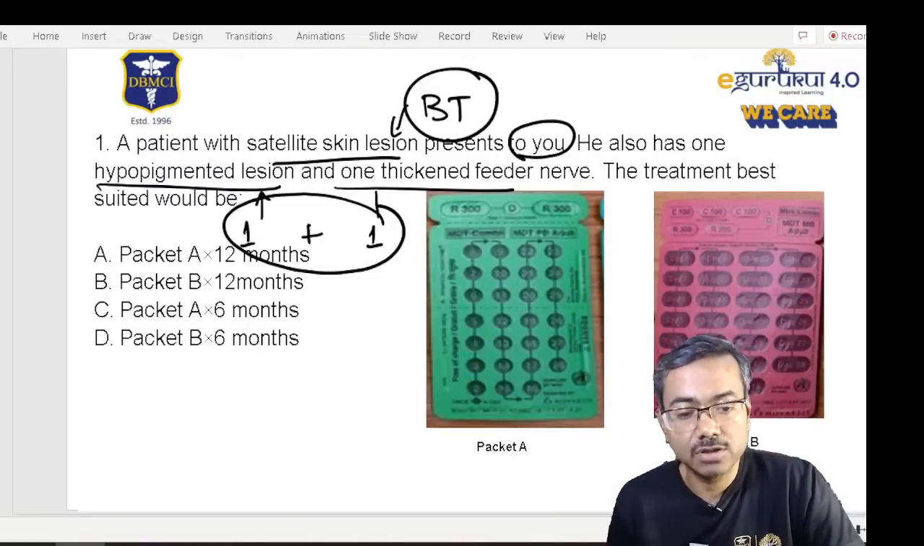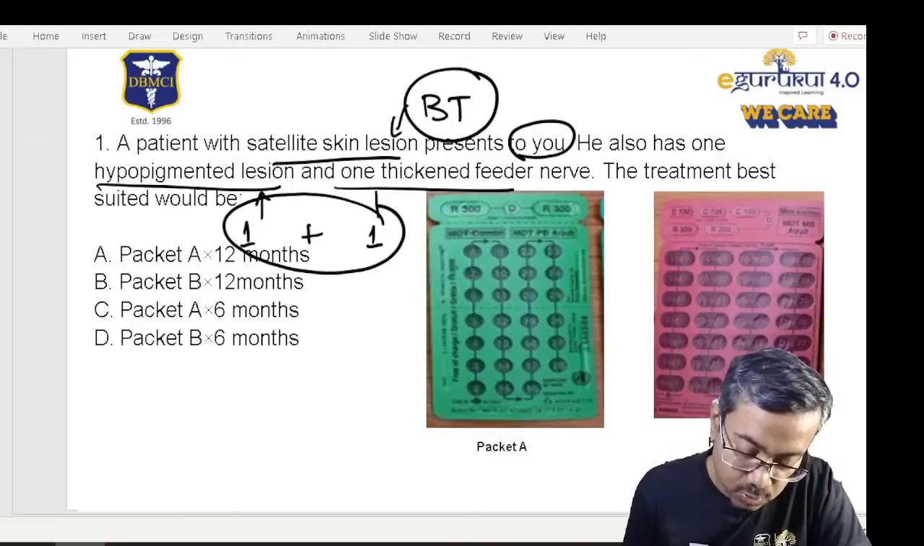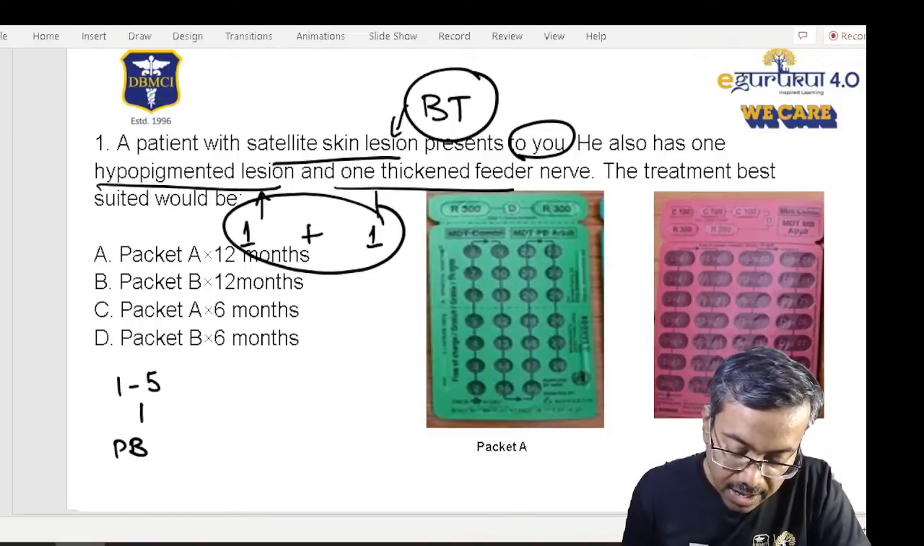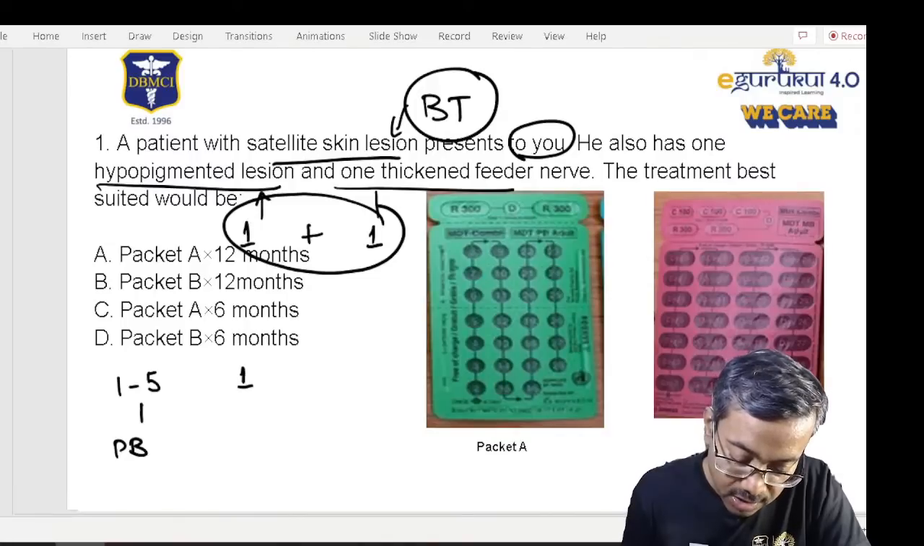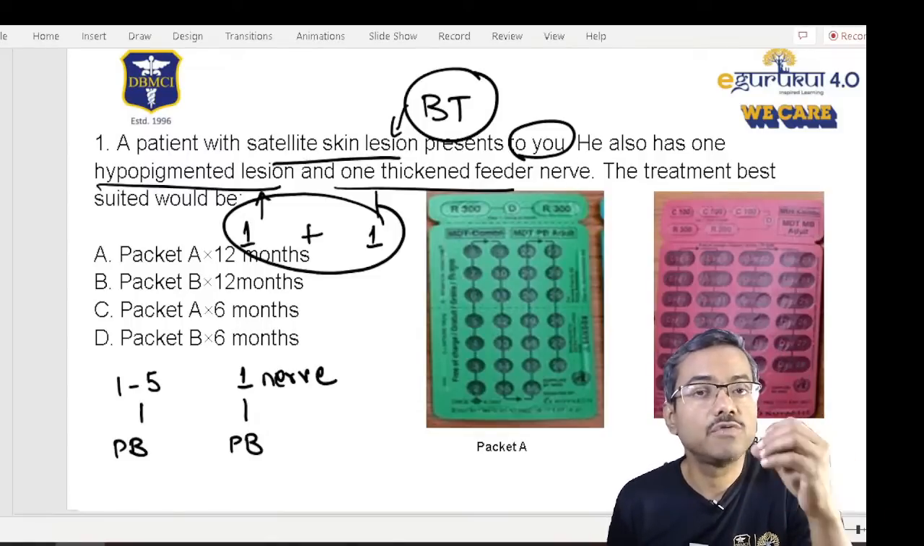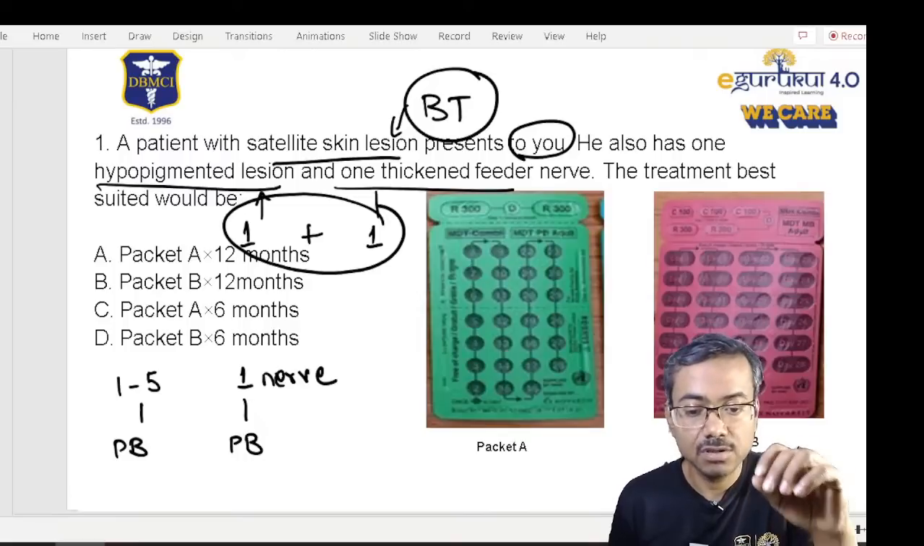Now tell me the answer. One lesion: the moment you have 1 to 5 lesions, you go into the PB category. And if you have one nerve, again you go into the PB category. We know that is the WHO classification for MB and PB. Got it? Okay.